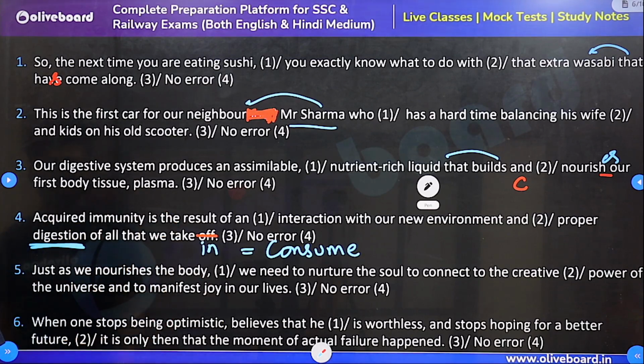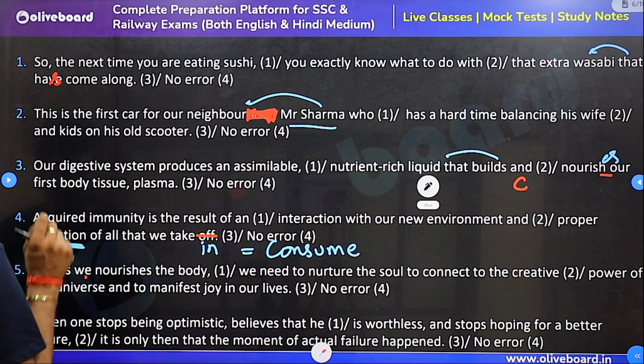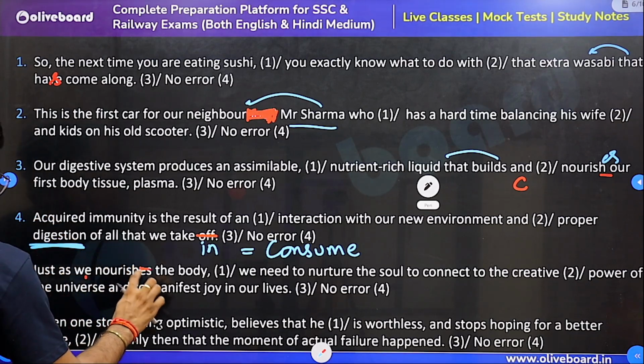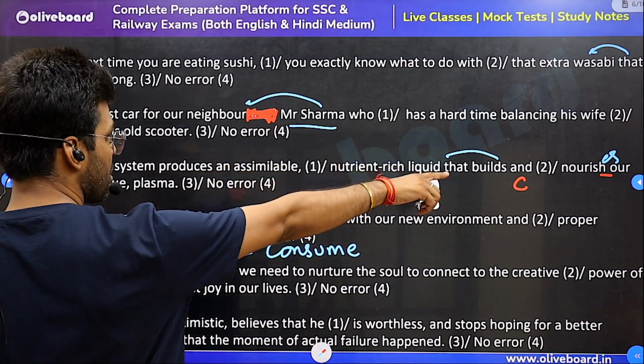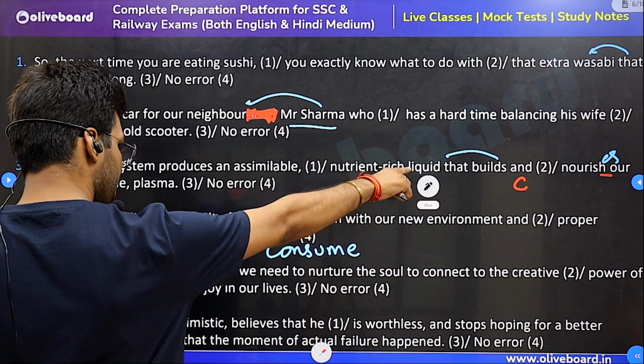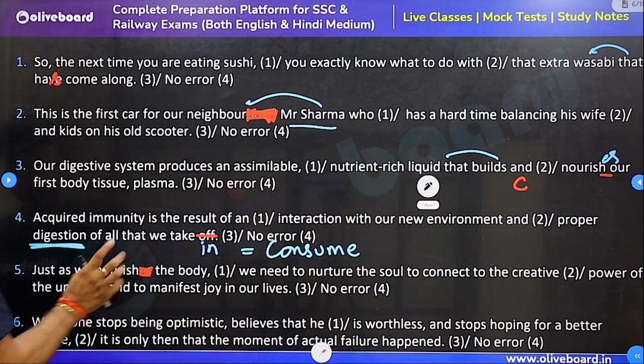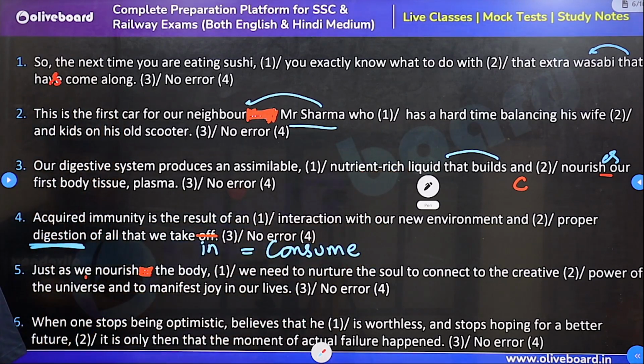Just as we nourish is nipped in the bud. We is a plural pronoun, and plural pronouns don't take S or ES. Singular ones do. Nourish, nourishes for the singular noun. For we, not nourishes, but nourish.